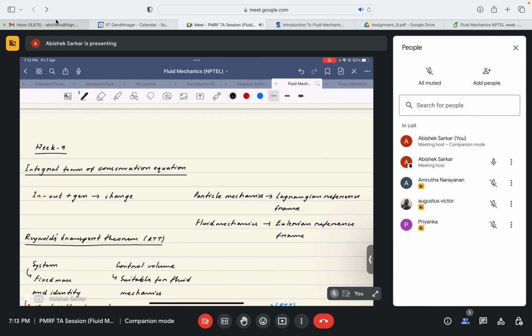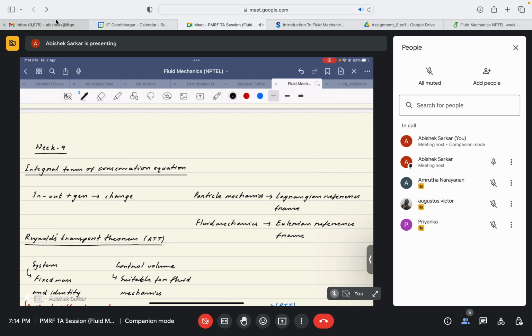So today we will be discussing a very important concept, a cornerstone of the integral formulation of fluid mechanics, of how the conservation laws are formulated in integral form when it is required. One of its key elements is the Reynolds transport theorem, so we'll be briefly discussing that.